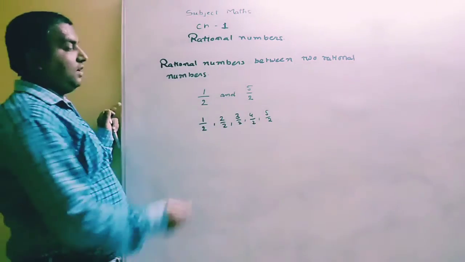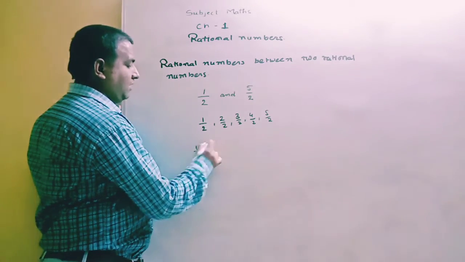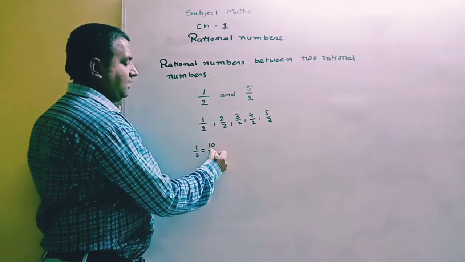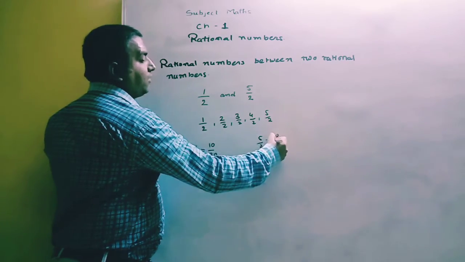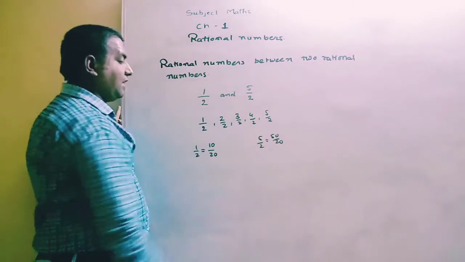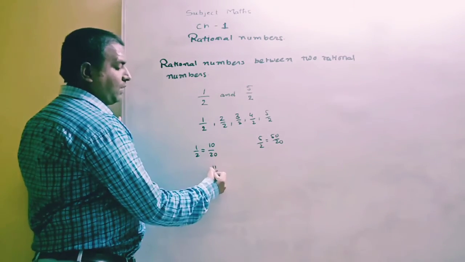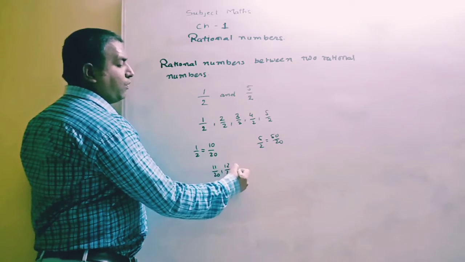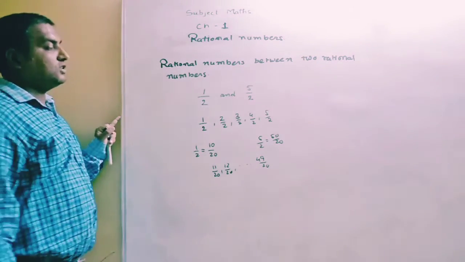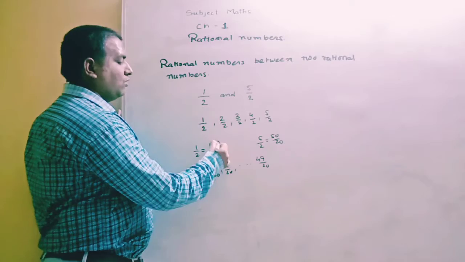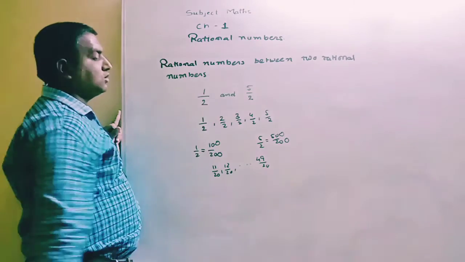Now instead of 3 numbers, if it is said 10 numbers, then what to do? Then the equivalent of 1 by 2 will be 10 by 20, and the equivalent of 5 by 2 will be 50 by 20. So between 10 and 50 we have 11 by 20, 12 by 20, till 49 by 20. So you can write any 10 numbers. Now suppose 100 numbers are asked, then we can use 100 by 200 and 500 by 200. In this way you can do it with like fractions also.